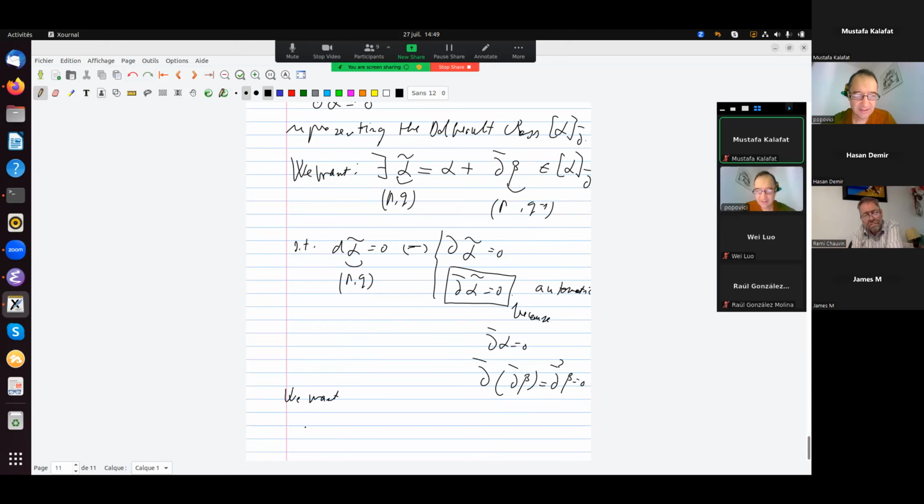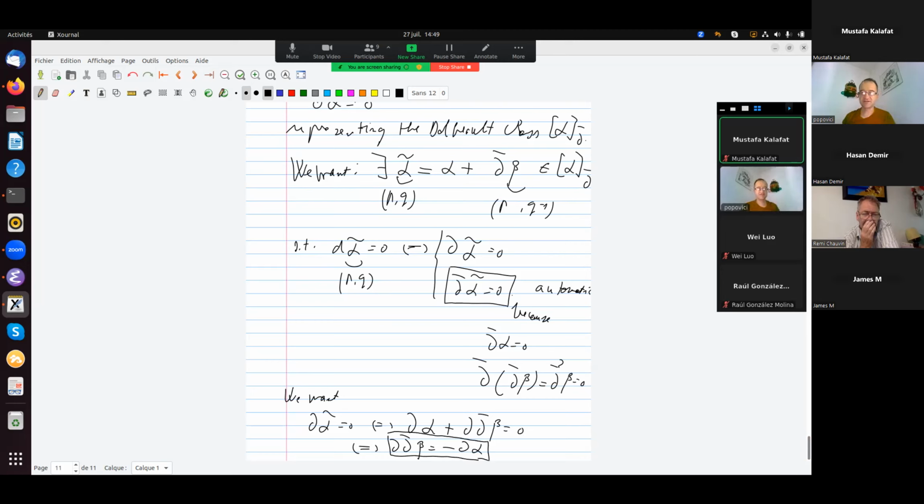We want del alpha twiddle to be 0, but this is equivalent to what? Alpha twiddle is going to be alpha plus D bar of some beta. We're looking for beta, right? So del alpha twiddle is del alpha plus del D bar beta. So we want this to be 0. So alpha is given, we're looking for beta. So what does this mean for beta? It means that beta has to satisfy the equation D D bar beta equals minus del alpha. And this equation is solvable.